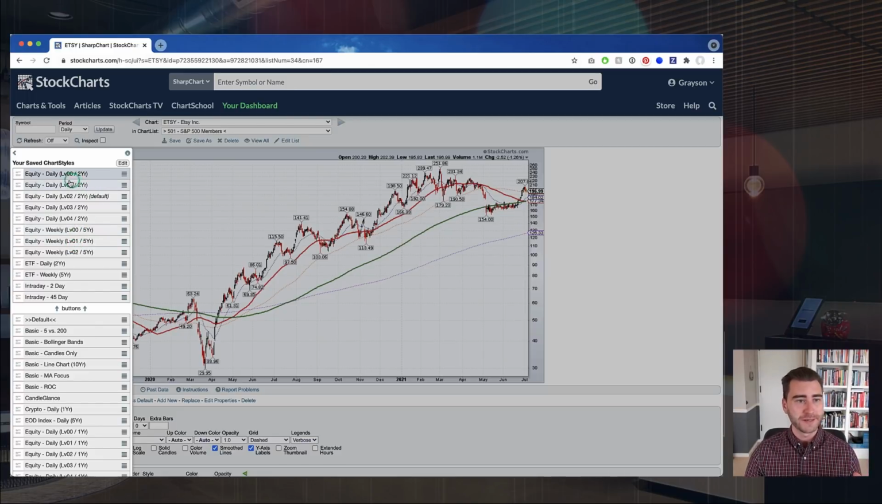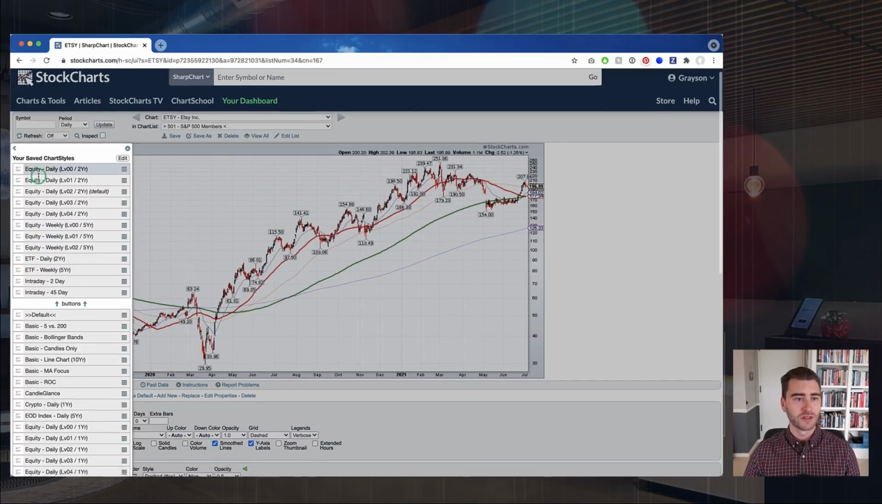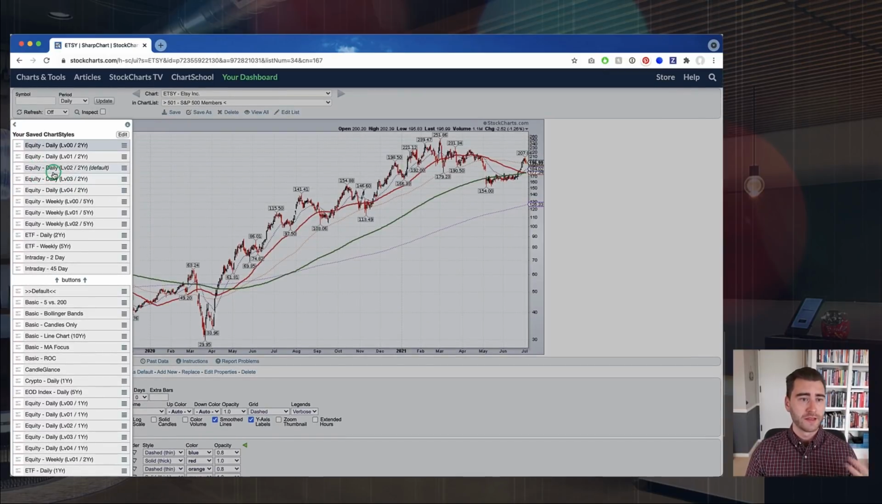But as you can see, I organize my chart styles in a couple of different ways. I organize them by security type, whether it's an individual stock, an ETF, an index, I've even got things for cryptocurrencies. I've got index ETFs. I've got all of these different groups. In this case, what we're going to be looking at are the specific chart styles that I have for individual stocks, individual equities. I also organize them by the period.